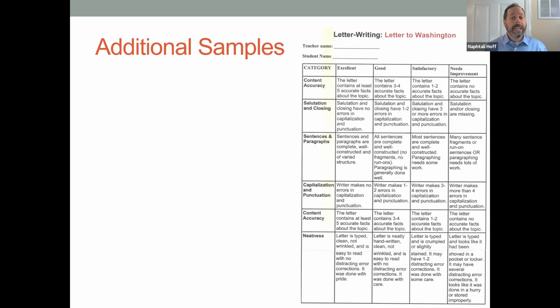You're dealing with some grammatical issues of capitalization and punctuation. Is the content accurate? And is the content neatly presented? These are all things that this particular teacher chose to be relevant. So you've got 6 categories and you have 4 levels of quality.